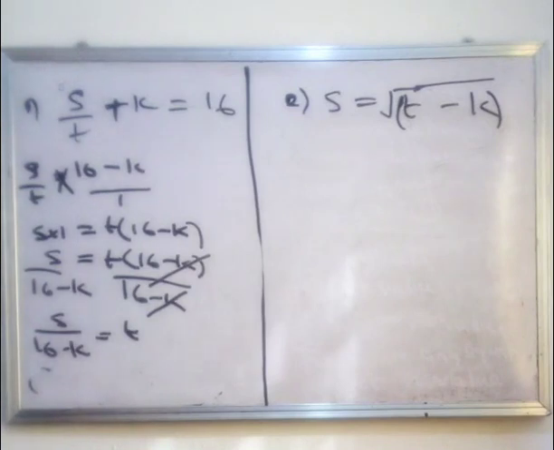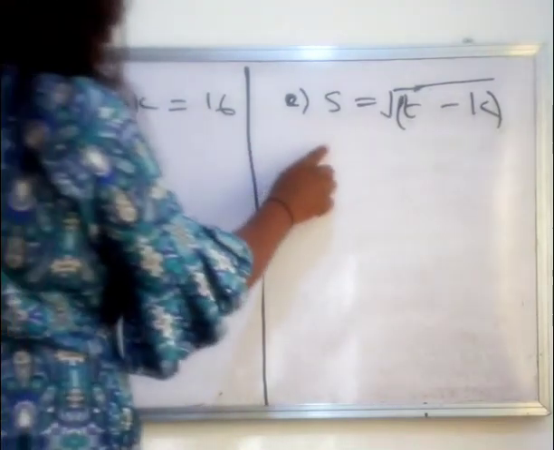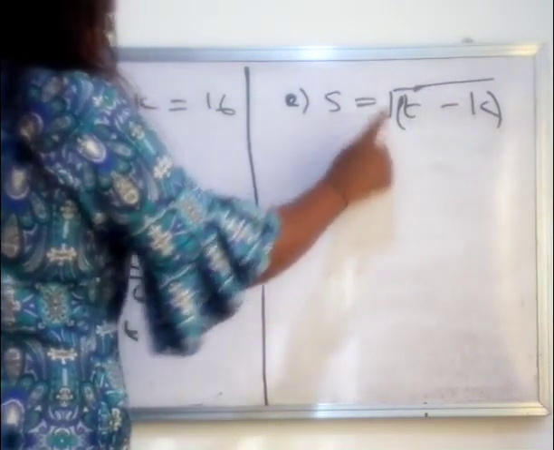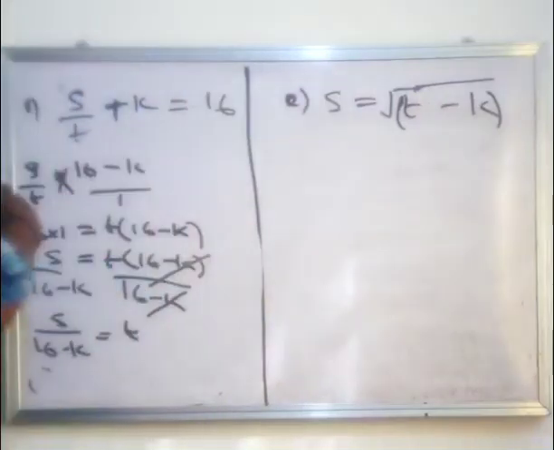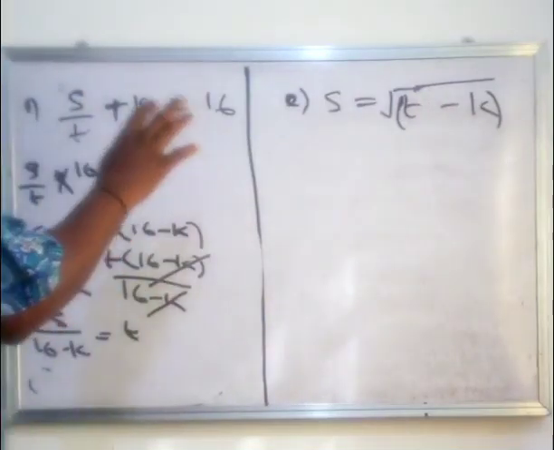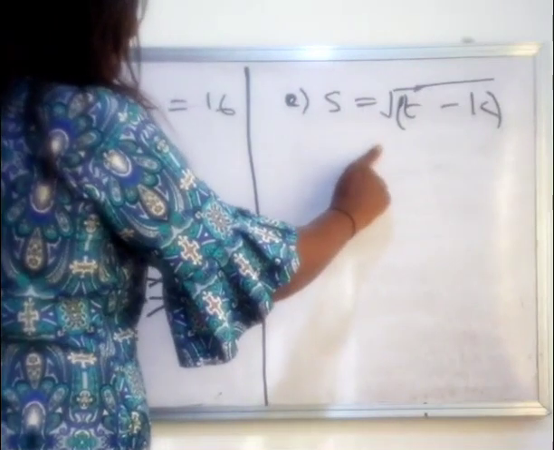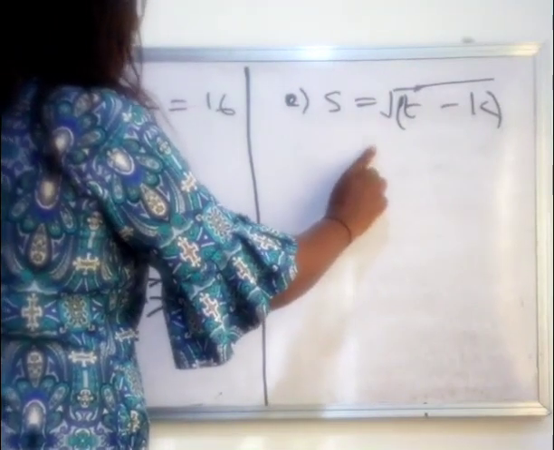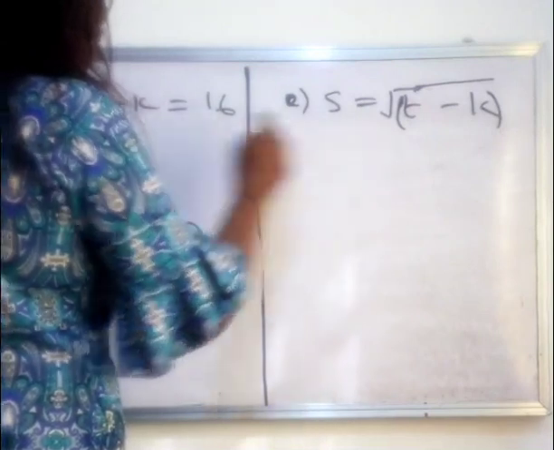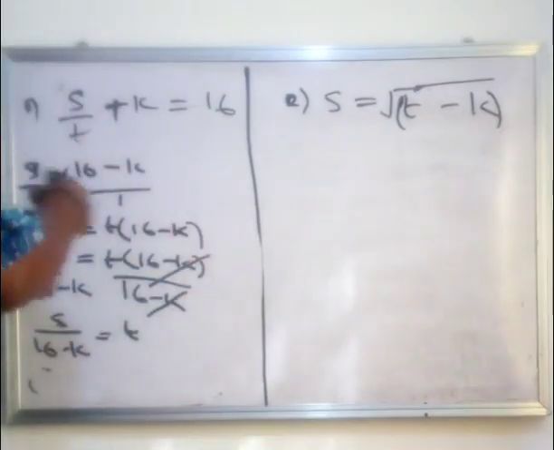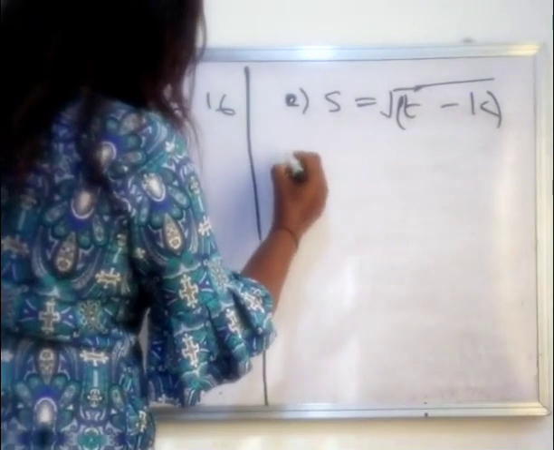Then we move to the second equation. This one says s is equal to the square root of t minus k. Don't get scared. The first step is to remove this square root sign. For us to remove the square root sign, we need to take squares of both sides. So let's rewrite the equation.